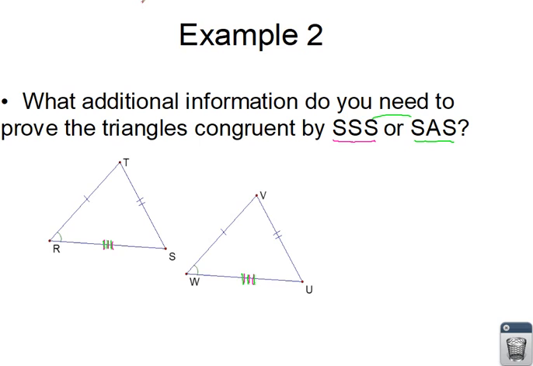So then we would have to figure out some way to get that third side. And right now we don't have any information, so we don't have a clue what to do. But if they gave us something, then we could use that to our advantage to finish the proof.